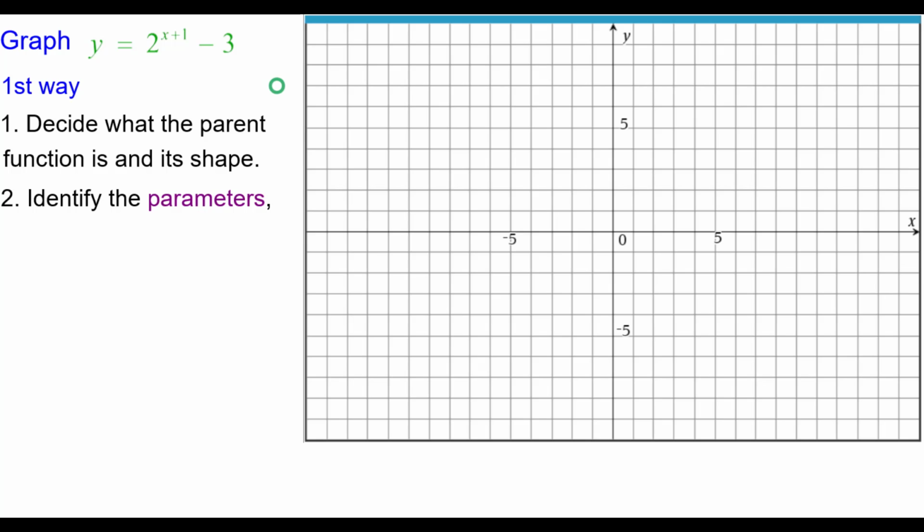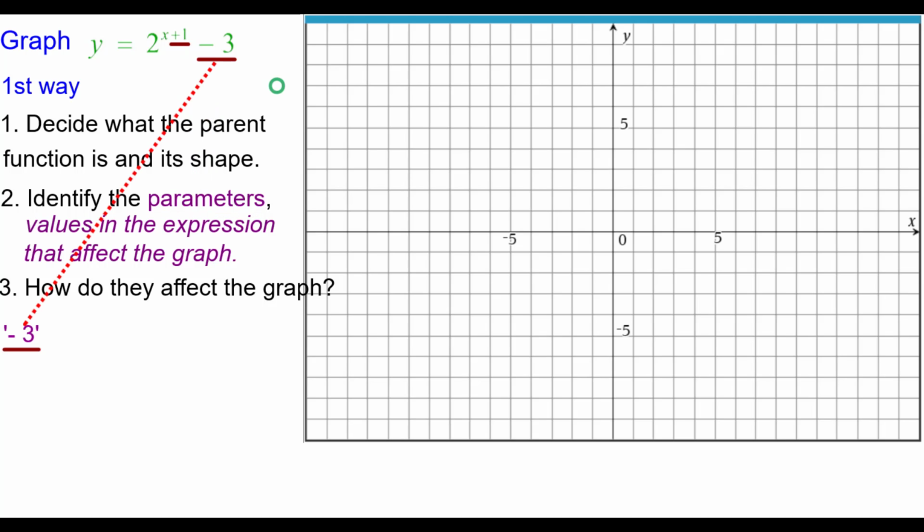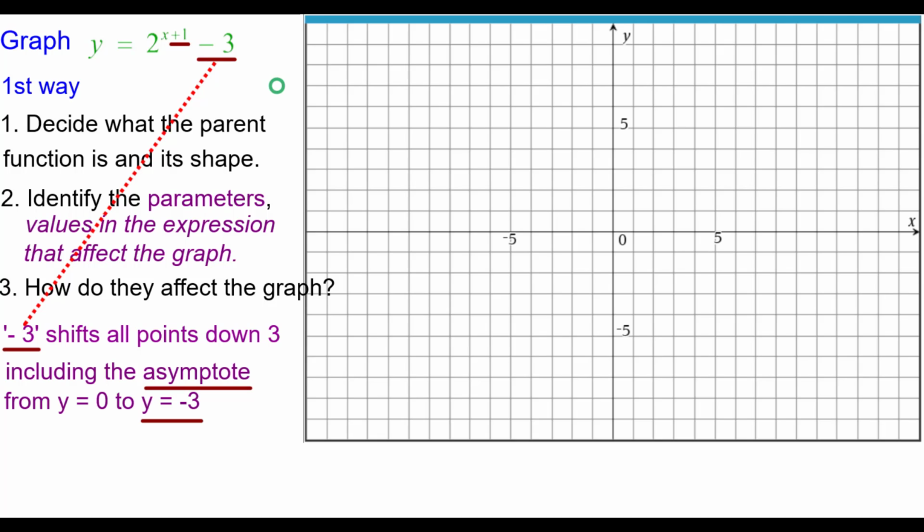We need to identify the parameters. What we mean by that are values in the expression that affect the graph. There are two different parameters in our equation. Now, how do they affect the graph? Well, first of all, the minus 3 shifts all points down 3, including the asymptote, which is normally at the line y equals 0, but will now be at the line y equals negative 3.